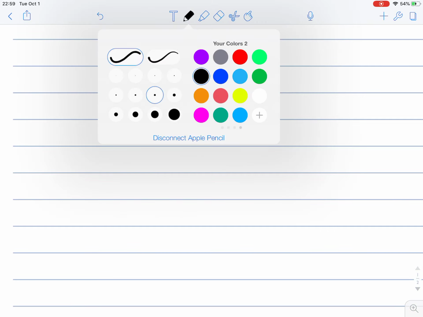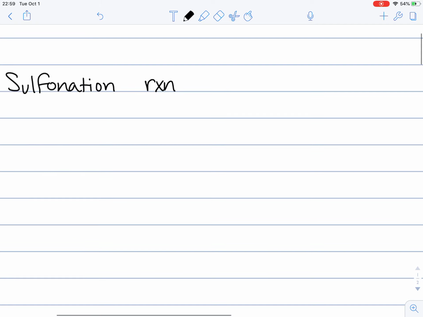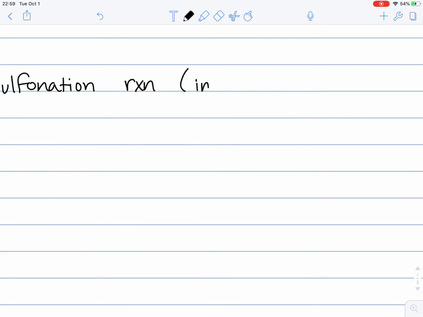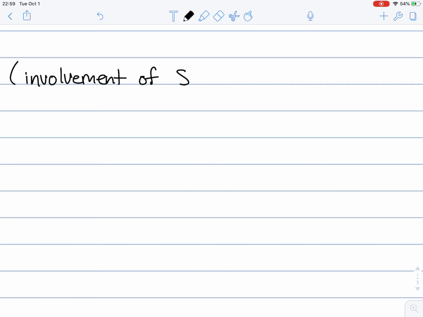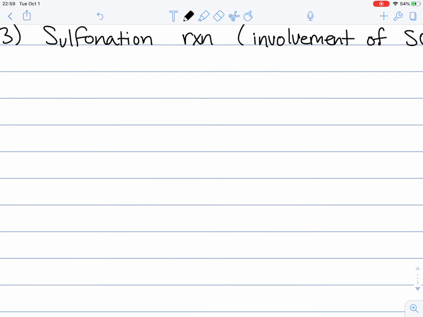All right, I'm going to show you. This was the third thing, because I'm working backwards. It was called sulfonation reaction, and then I wrote a little note in parentheses: involvement of SO3. So what this means is, first of all, you always start out with the benzene.